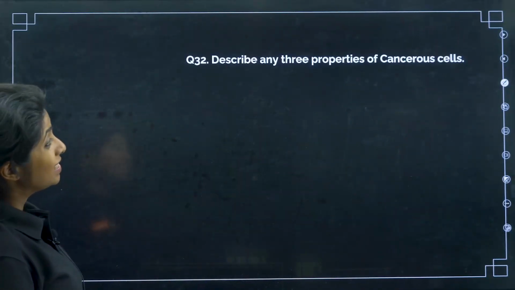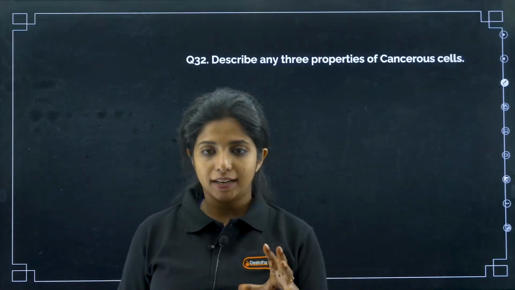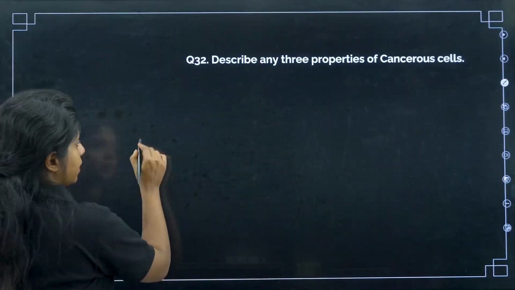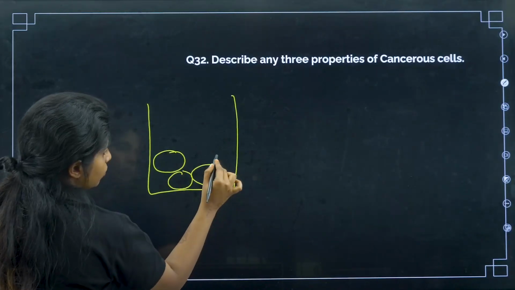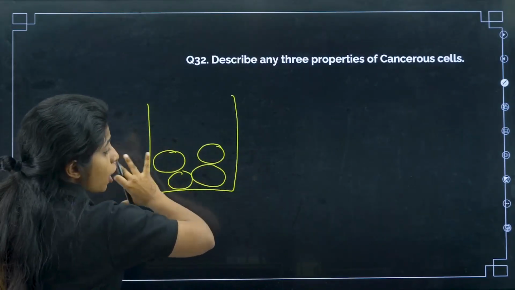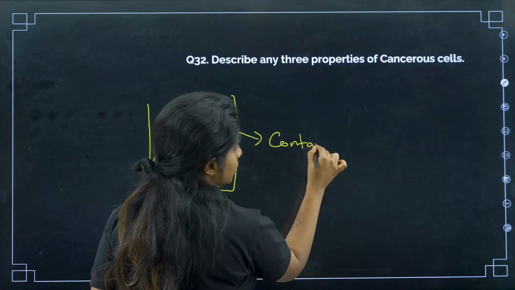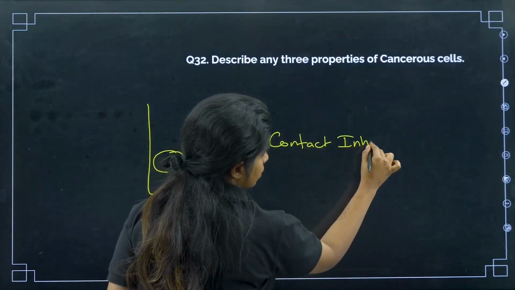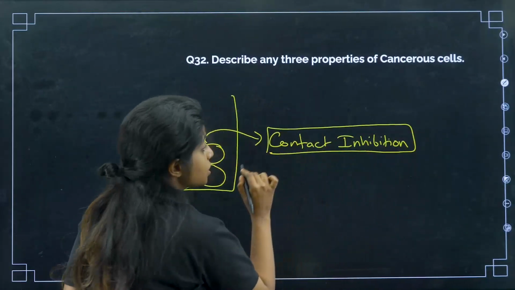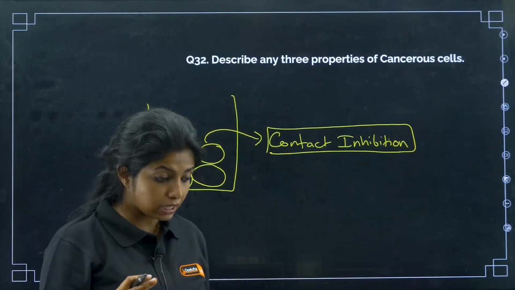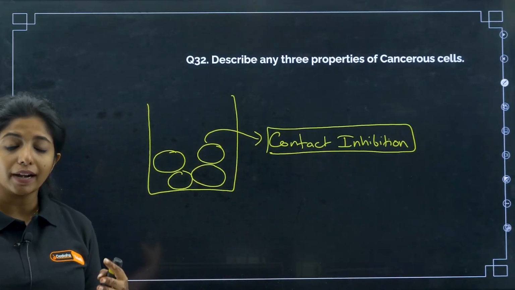Now next, describe any 3 properties of cancerous cells, my dear children. So how is a cancer cell different from a normal cell, you have to think like that. Suppose this is a normal cell. Once they start dividing, if they come in contact with another cell, they will stop that division, and this is known as contact inhibition. When they come in contact, they inhibit further growth. That is what you mean by contact inhibition.